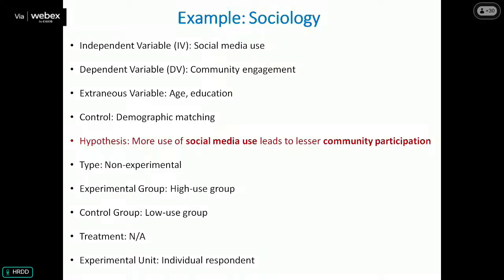So right now this is a hypothesis, and now you have to test it. There are two variables. The independent variable is social media use, and the dependent variable, what will change based on social media use, is community participation. What extraneous variable can affect it?